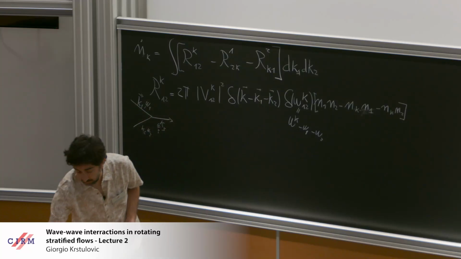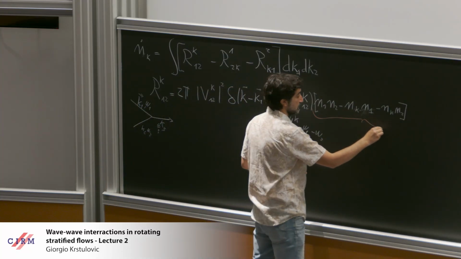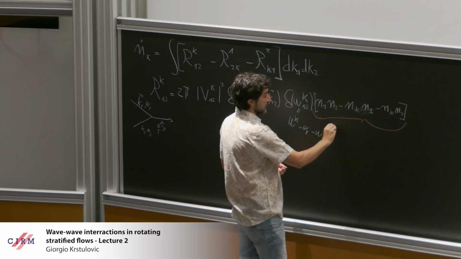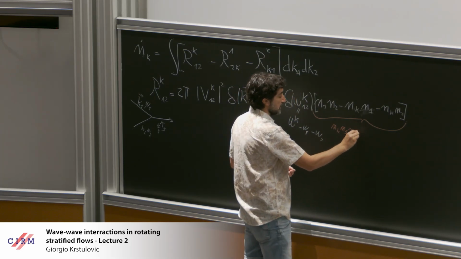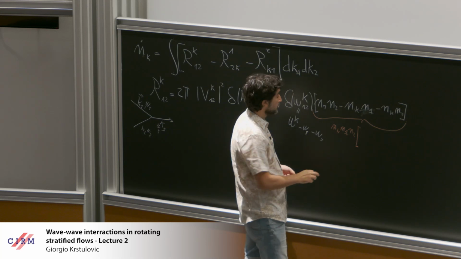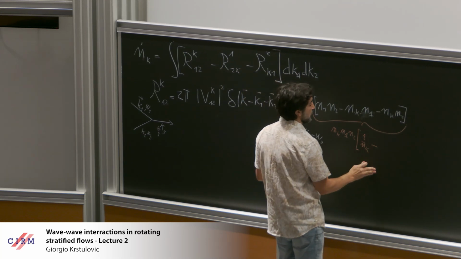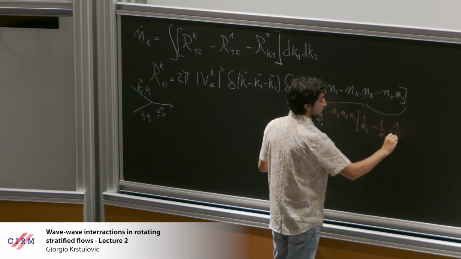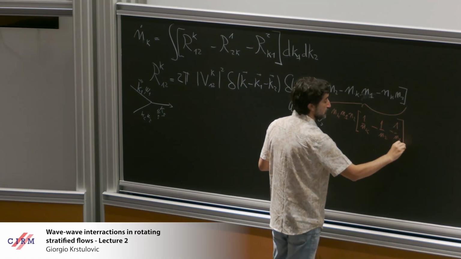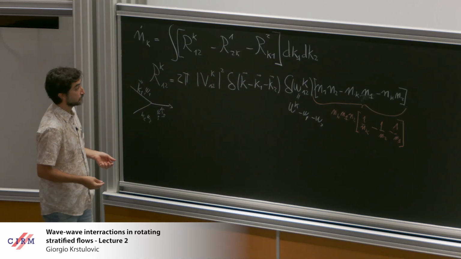Just to make it a bit easier later, this parenthesis here, you can write it as nk, n1, n2. Just factorize these three, and you will get 1 over nk, 1 minus n2. I will use it a bit later.